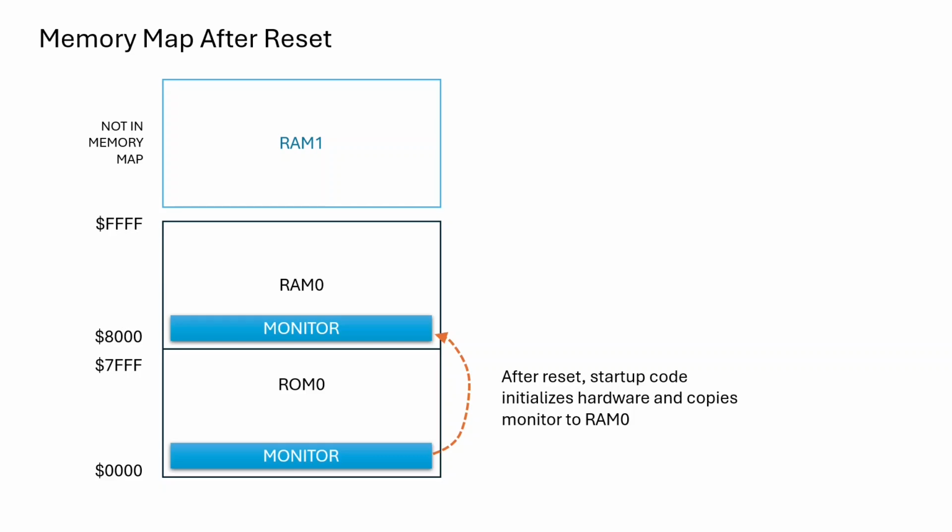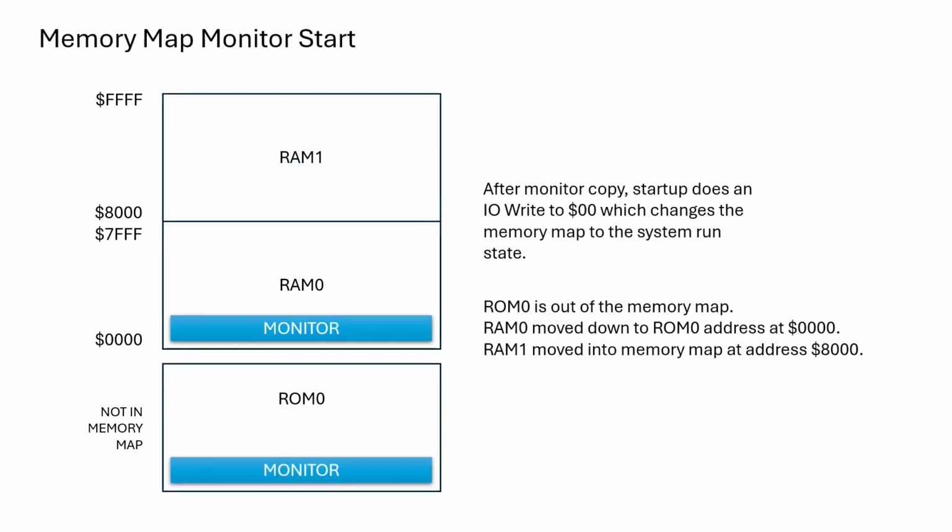After the monitor has come up, one of the first things it does is copy itself into RAM 0. The next thing it does is an I/O write, which changes the memory map. Suddenly, ROM 0 is no longer accessible. It's no longer in the memory map. RAM 0 takes the place of ROM 0, starting at address 0000. And then RAM 1, which was initially out of the memory map, now comes in at 8000. And execution continues from there.